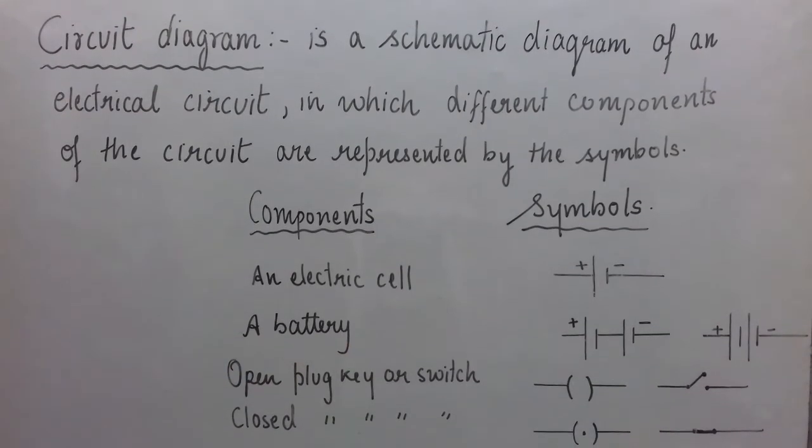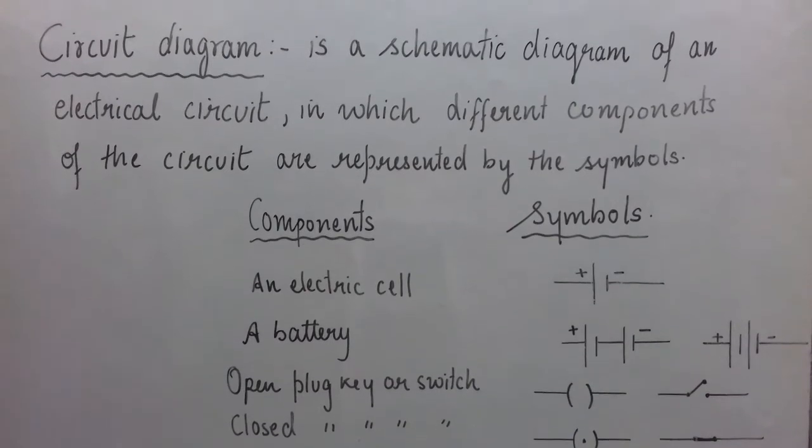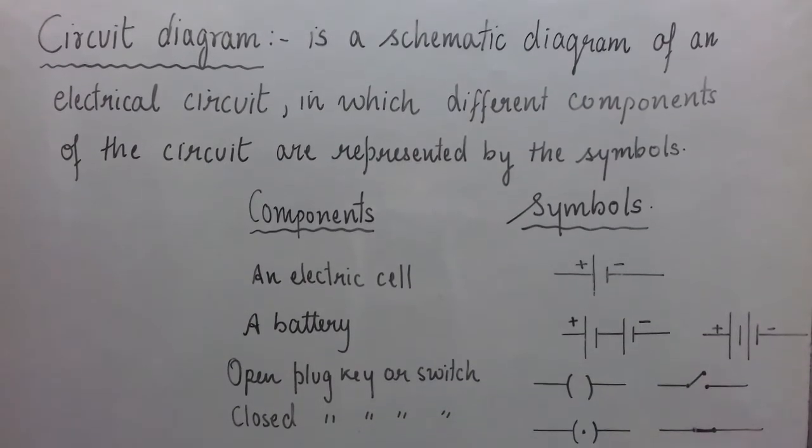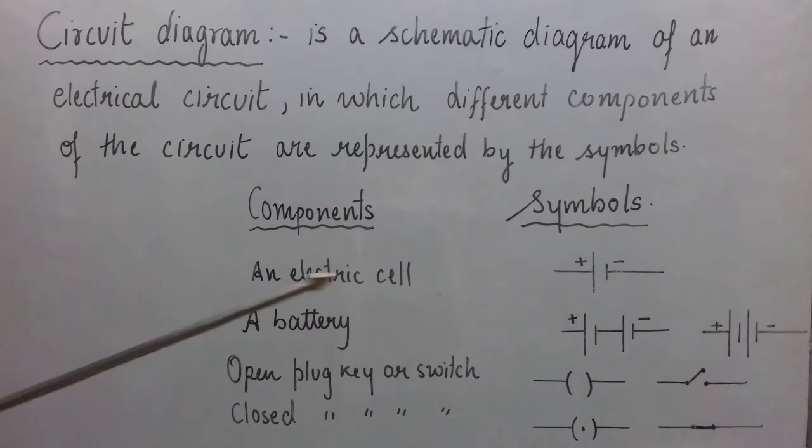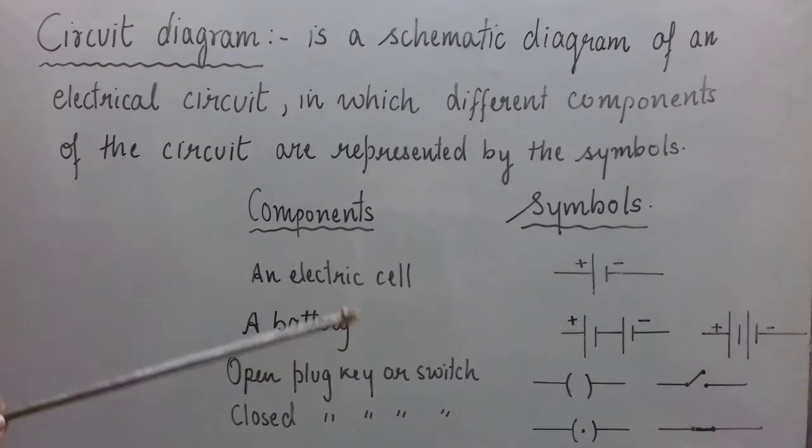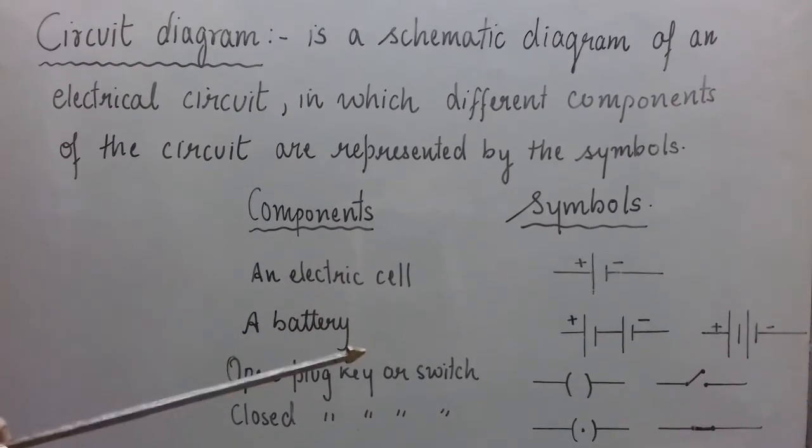Similarly, you can draw 3 cells or 4 cells and show a battery of 3 or 4 cells. But commonly, when we say just battery, we can use just 2 cells to represent a battery of any number of cells.